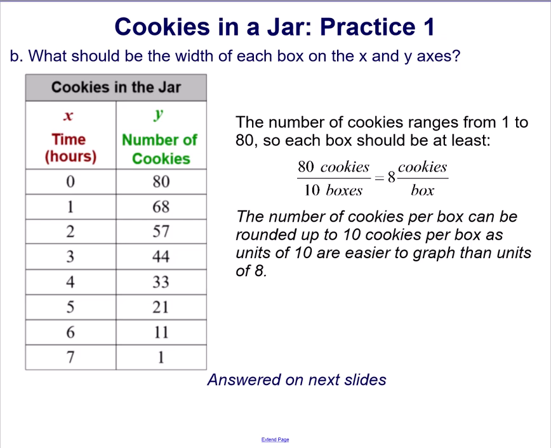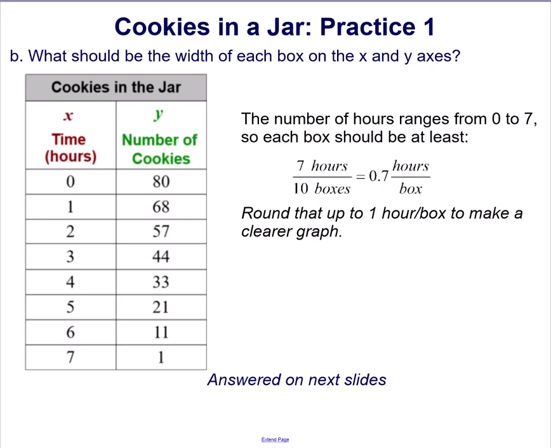So let's do that. Turning our attention to the x-axis, where we have time, the number of hours range from 0 to 7. So each box on the graph should be at least, well, let's take our 7 hours and divide it up by the 10 boxes on our graph. Comes out to 0.7 hours. Round that up to 1 hour per box to make a clearer graph.